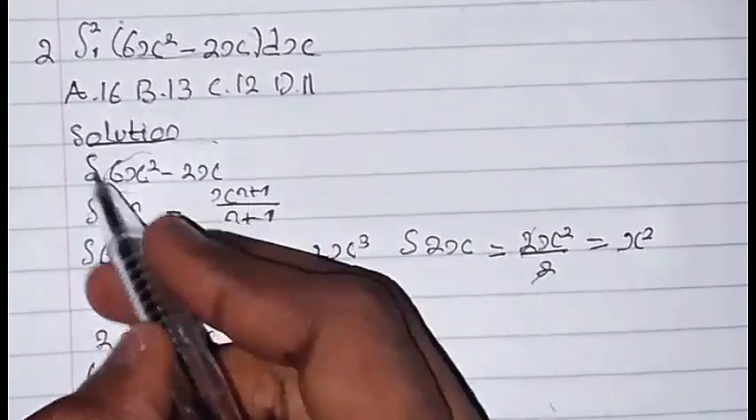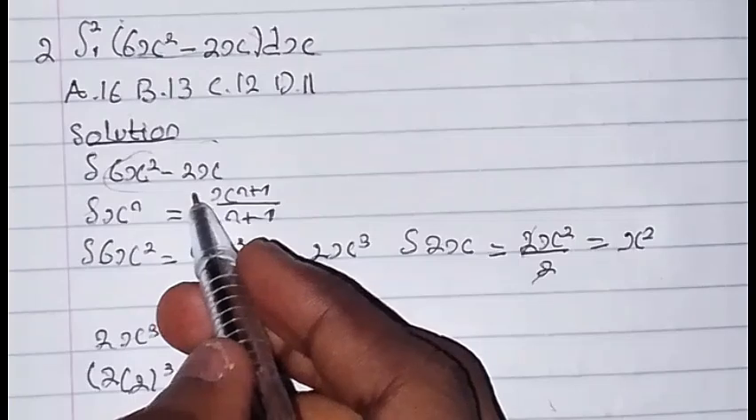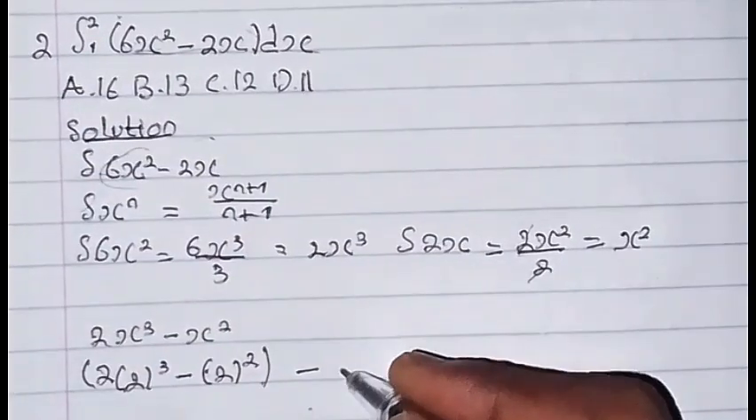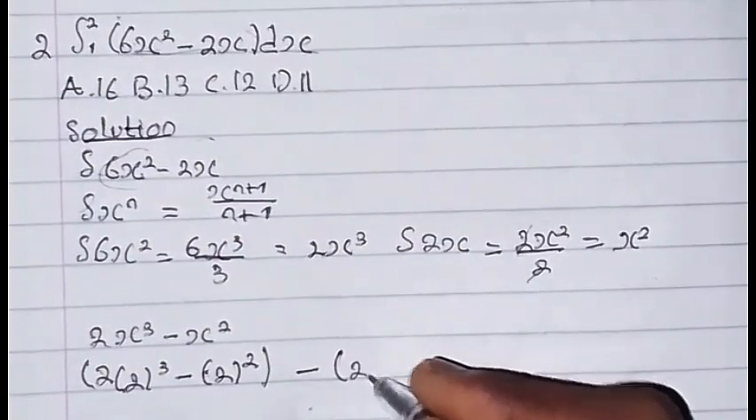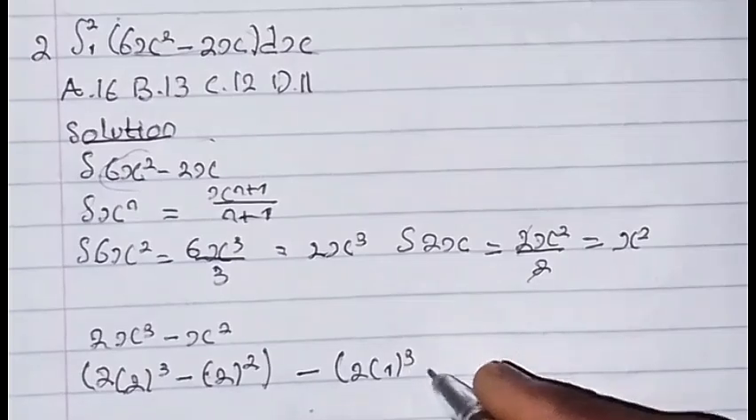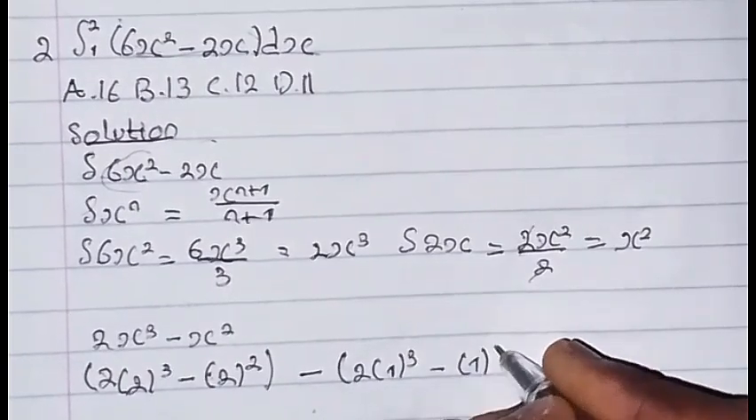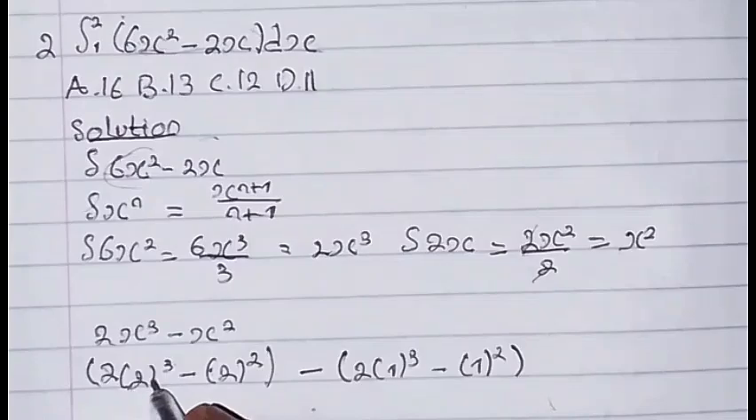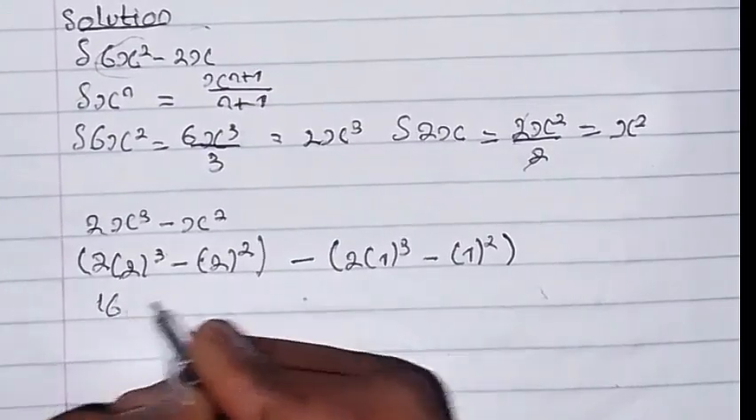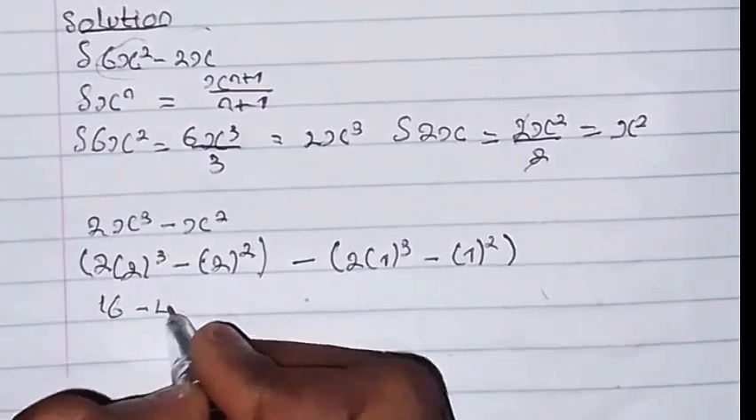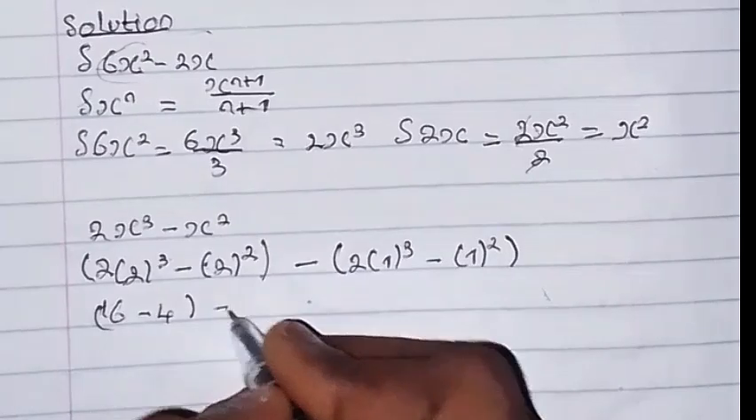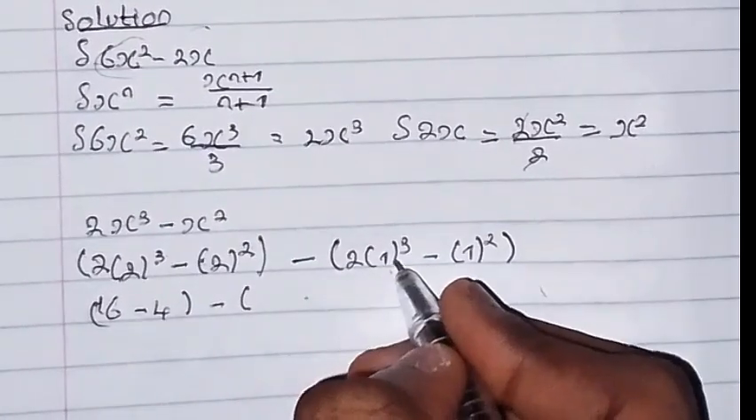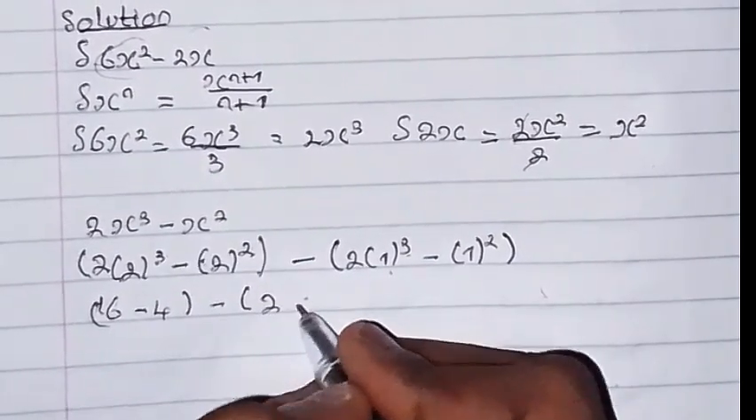Remember, it's the whole function we are considering, so replace x now with the lower limit, which is 1. So that now becomes 2 times 1 to the power of 3, minus 1 to the power of 2. So 2 cubed is 8, and 8 times 2 is 16. 2 squared is 4, so that's minus 4. Then 1 cubed is still 1, 1 times 2 is 2, minus 1.